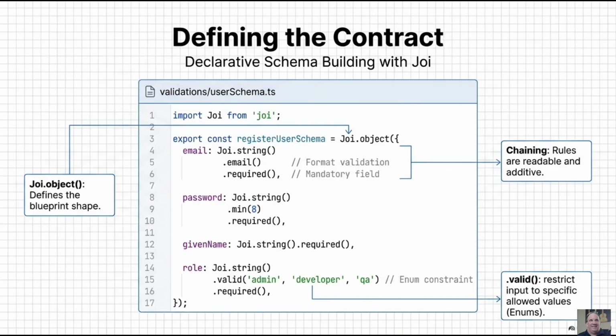So, notice how readable it is. You can look at the schema and instantly understand the contract for this endpoint. What fields are expected, what types they need to be, what constraints apply. It's kind of self-documenting code.